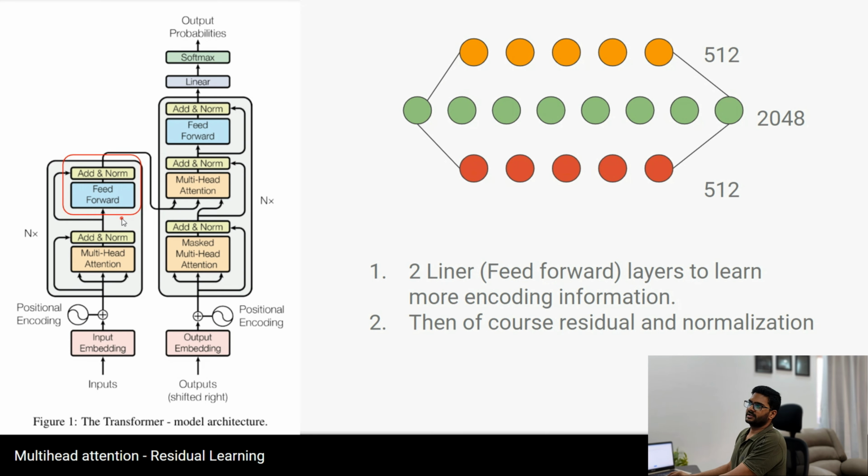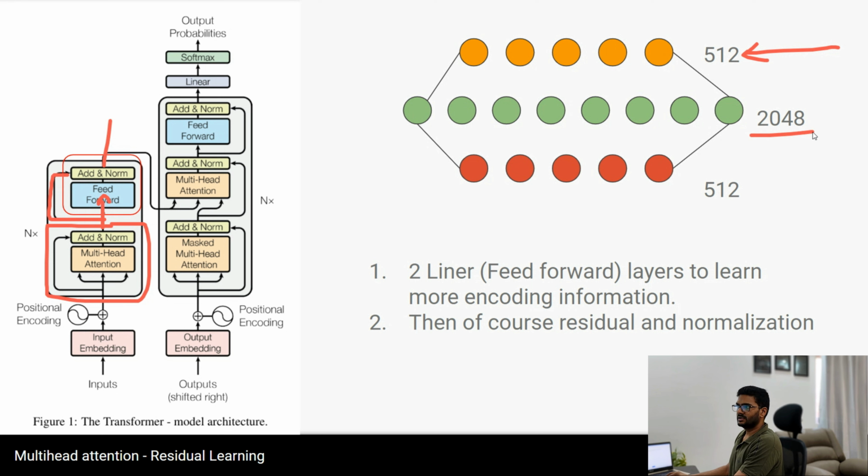So if you look at the architecture, what we are saying that once everything is done, we will pass the data through feed forward network. We will also run residual network on it, and then we will get the final output. So what we are saying is we have an input of 512, we'll pass it through 2048 feed forward network, and then we will bring it back to 512.